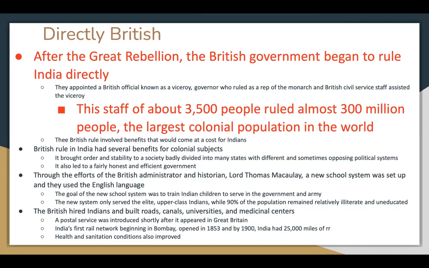The goal of this new school system was to train Indian children to serve in the government and army. The new system only served the elite upper class Indians, while 90% of the population remained relatively illiterate and uneducated.